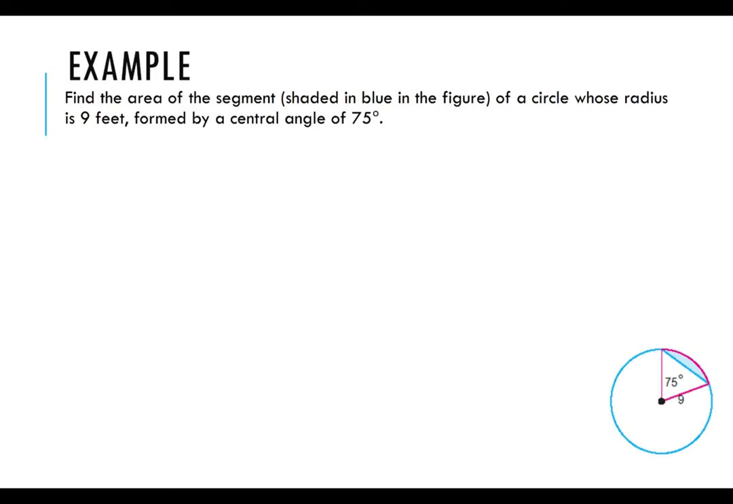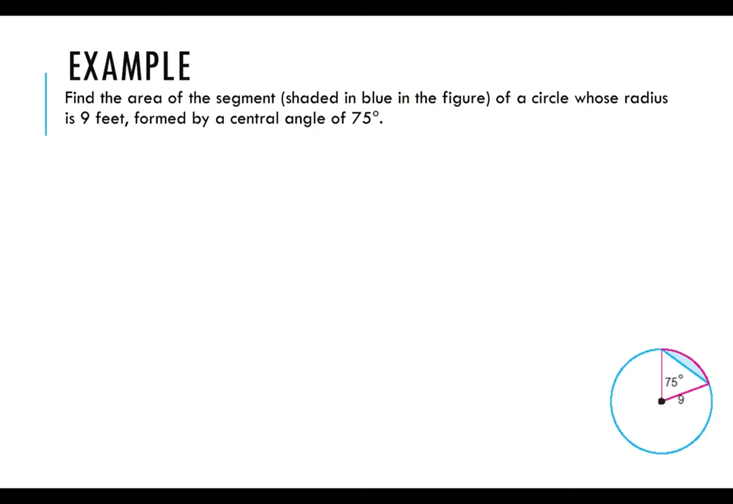Alright, now we want to find the area of the segment shaded in blue in the figure. So notice that I have this shaded region, right? And so this shaded region, just brighten it up a little bit for us, is the specific region that I'm trying to find. Well, how in the world can I find that shaded region?